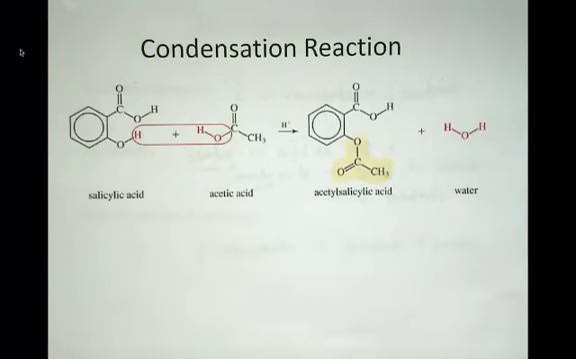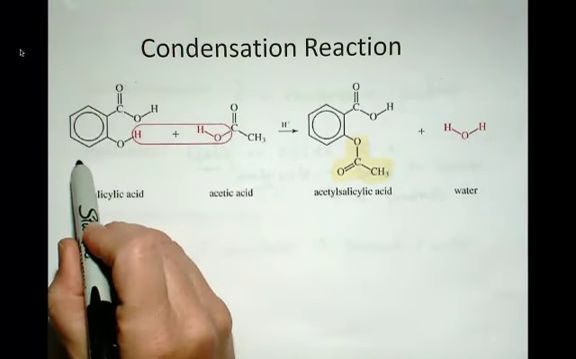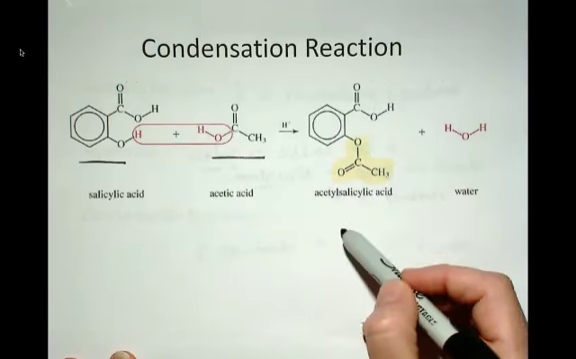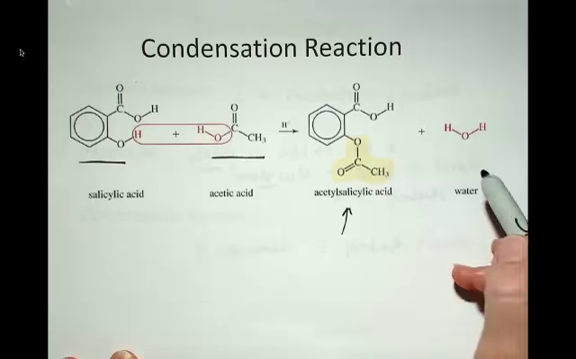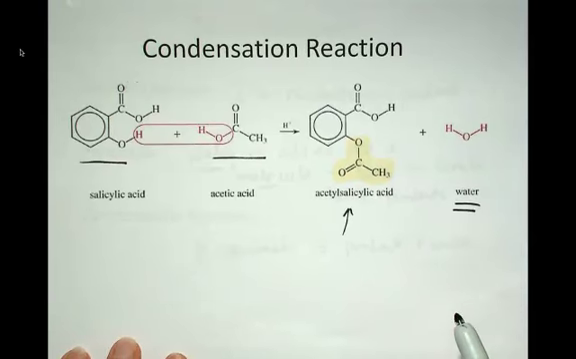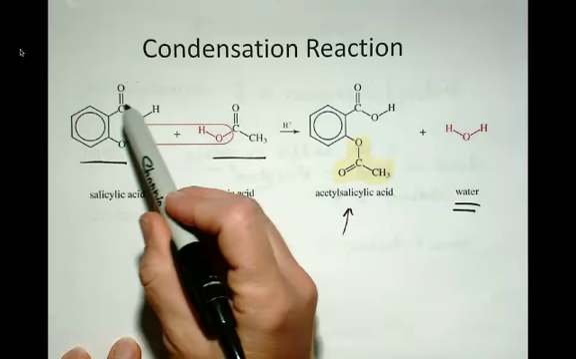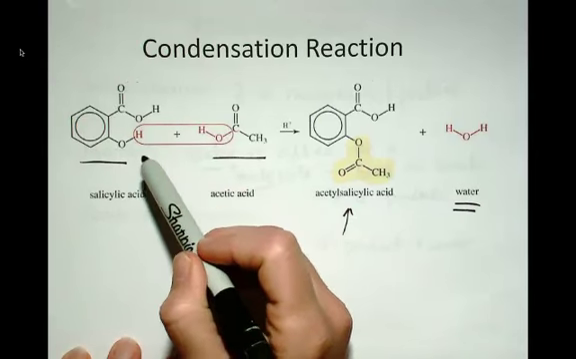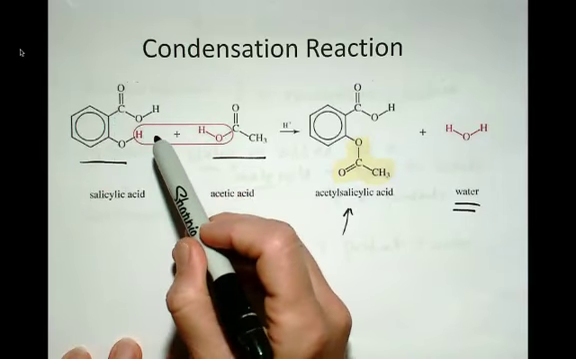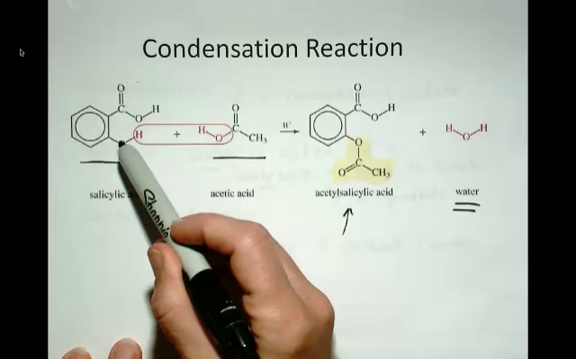And so here's your two reactants. Here's one of them. Here's the other one. Here's your product right here, acetylsalicylic acid, and there's your water. And so what you can see is in this particular chemical reaction, this molecule has two functional groups. One is the carboxylic acid functional group. The other one is the hydroxyl or alcohol functional group.